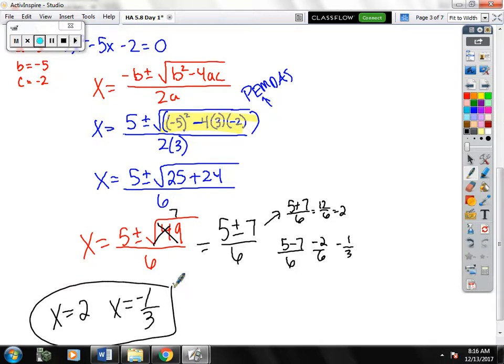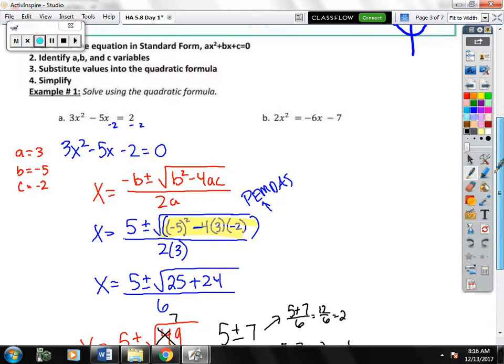Now, because the answers came out to be like that, that means it was factorable to begin with. Had we been given the option to choose to solve however we wanted to, it would have been factorable. Had we done our guess and check method with 3x and x and then figuring out where 2 and 1 would go. But it did say solve using the quadratic formula, so I wanted us to do that.